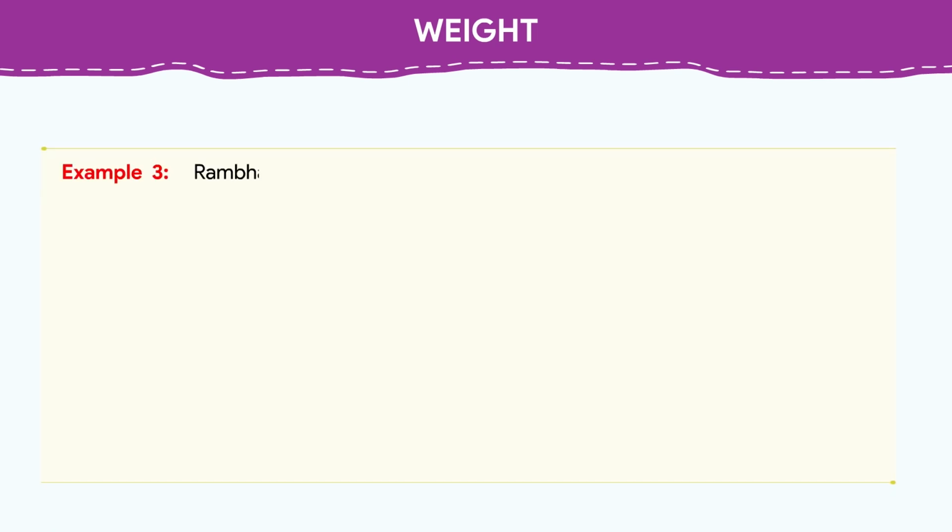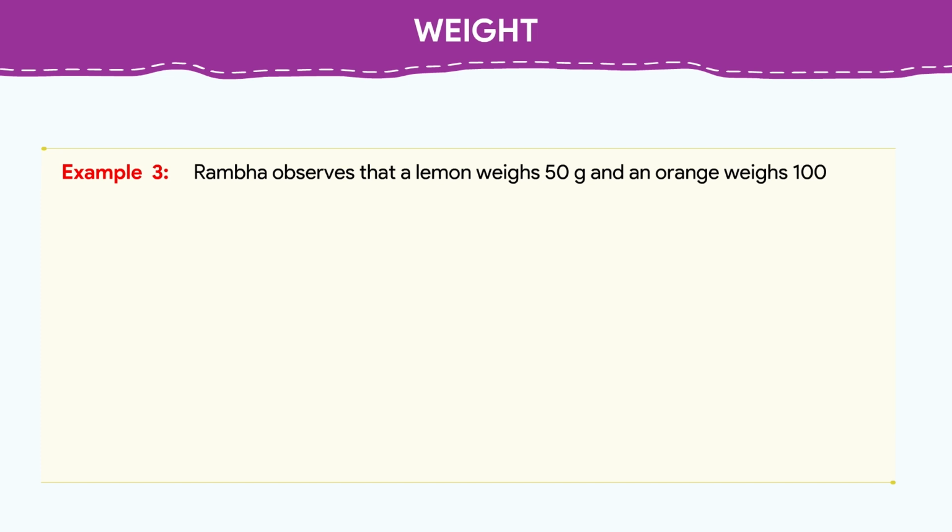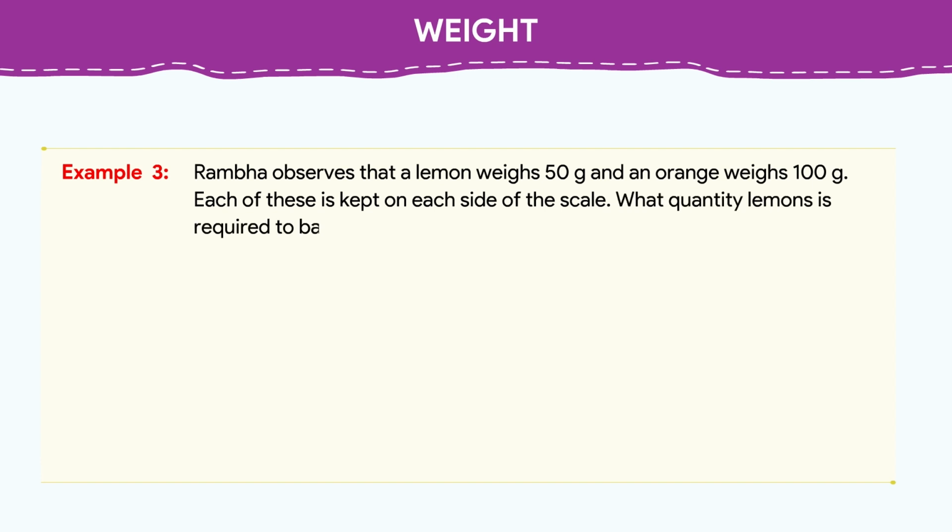Example 3. Rambha observes that a lemon weighs 50 g and an orange weighs 100 g. Each of these is kept on each side of the scale. What quantity of lemons is required to balance the scale?